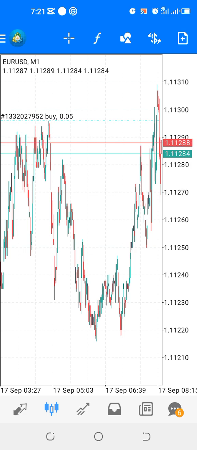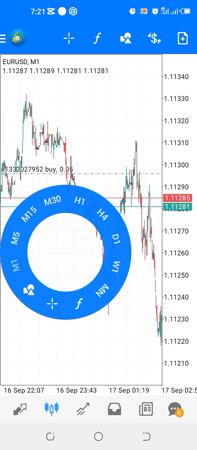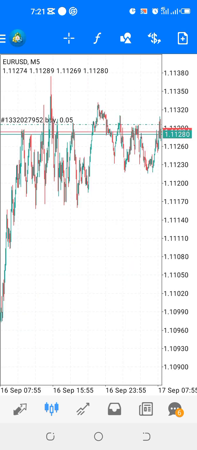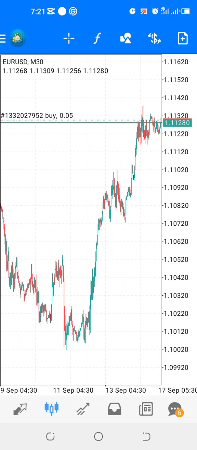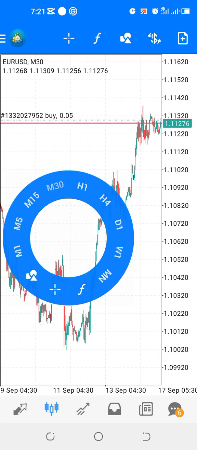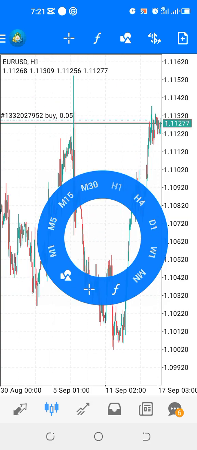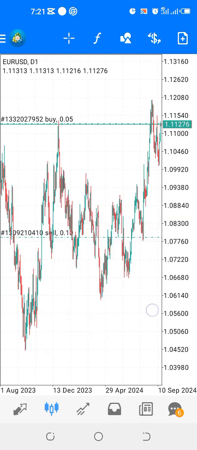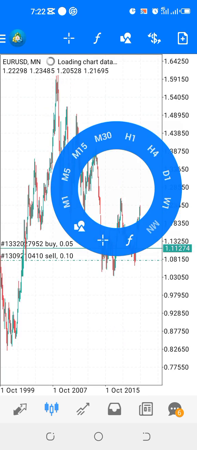First of all is the time frame. Like we know, there are different time frames. We have the 1 minute, the 5 minutes, the 15 minutes, the 30 minutes, the 4 hourly, the 1 hourly, the daily time frame, weekly time frame, and the monthly time frame.